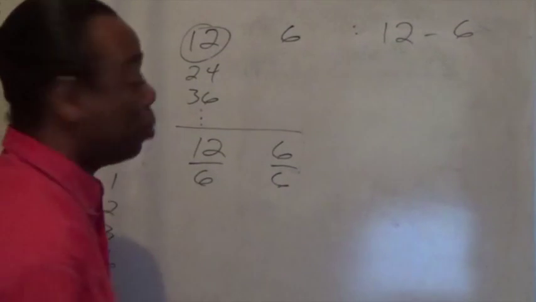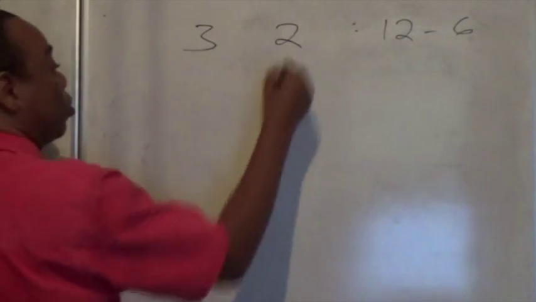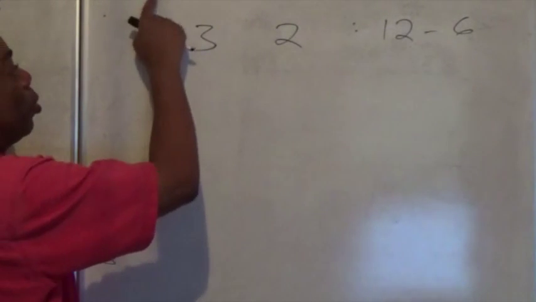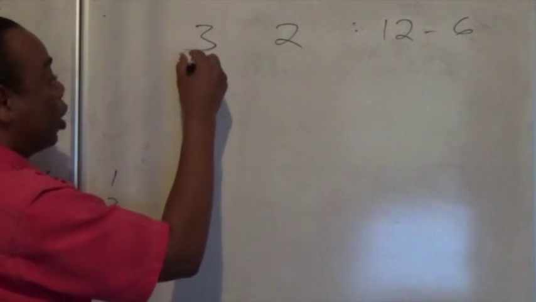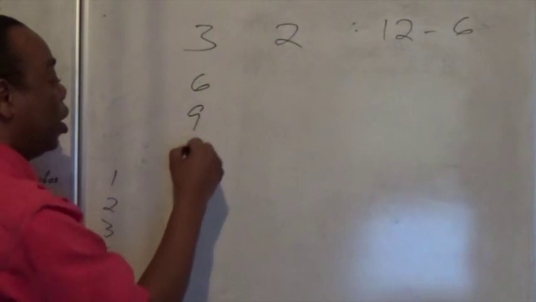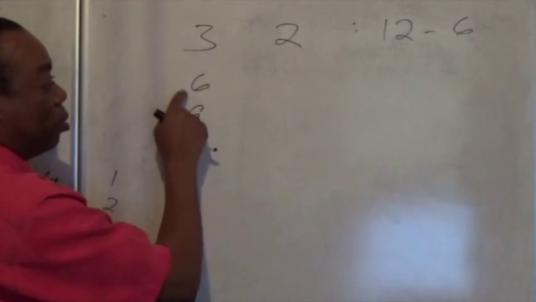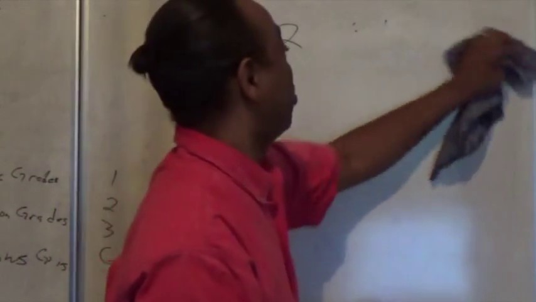Let's try 3 and 2. For the least common multiple, I use multiplication tables. I start with the largest number, which is 3. So I get 3, 6, 9, it keeps going. Alright, what number does 2 divide into evenly? It'll be 6. So 6 is my LCM.